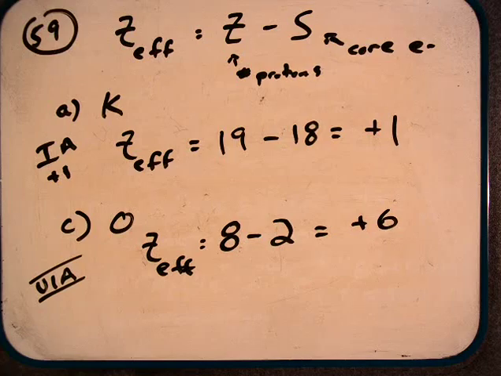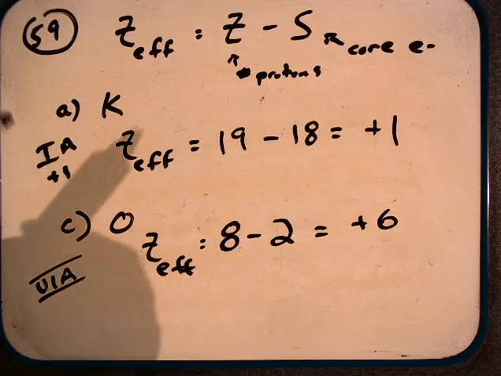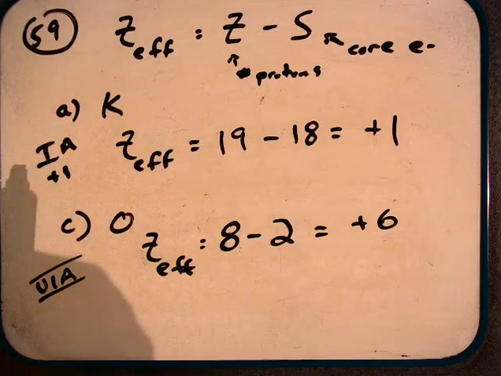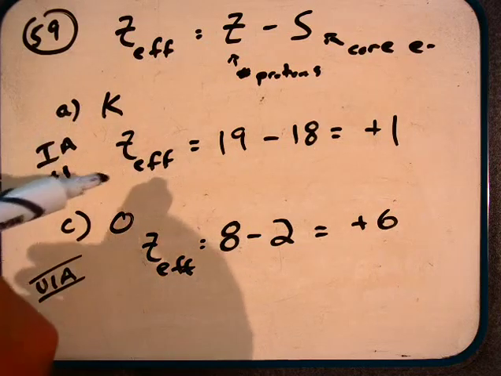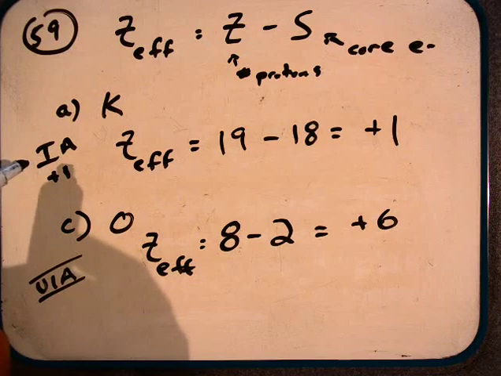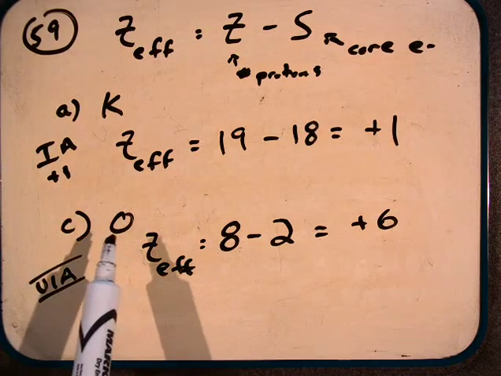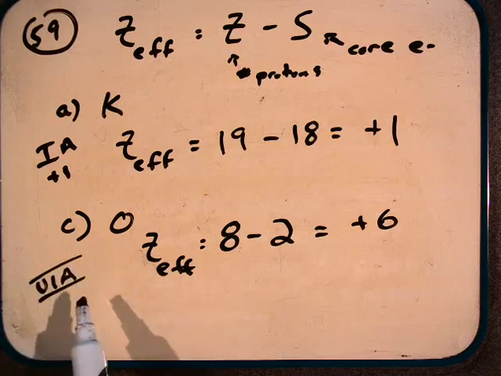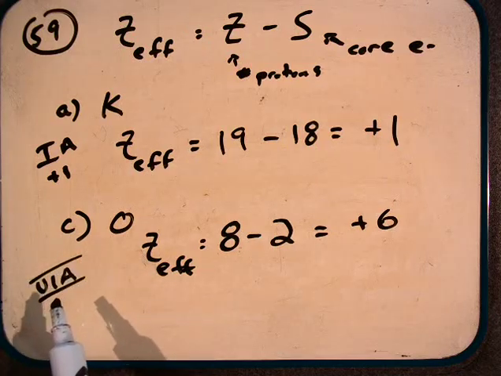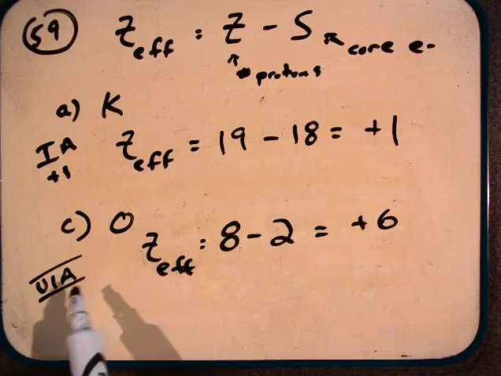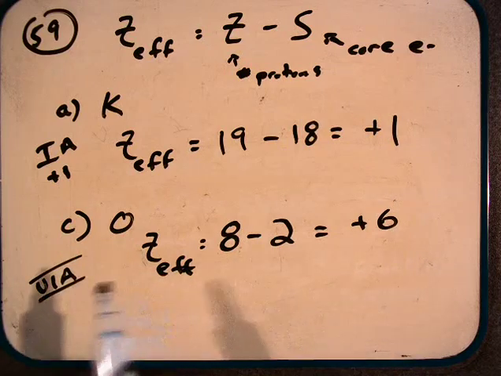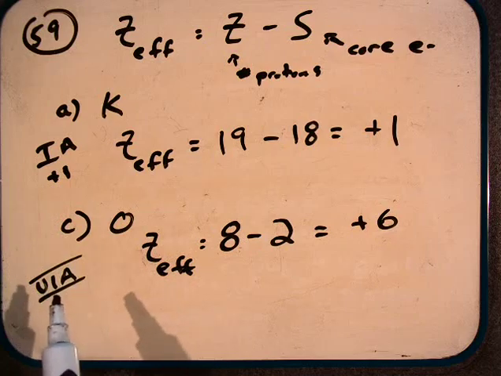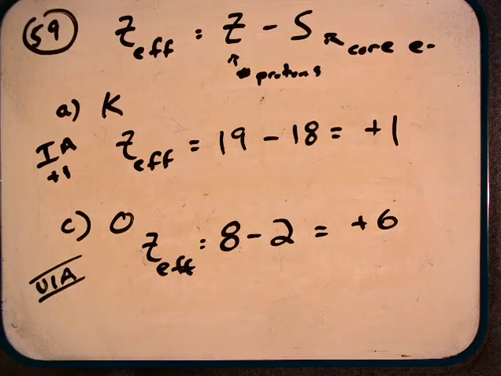So not only is the group number the number of valence electrons, potassium has 1 valence electron, that's why it's in group 1A. It also has a Z effective of +1, that's also why it's part of group 1A. Oxygen has 6 valence electrons, that's why it's part of group 6A. And also its Z effective is +6. Again, why is it in 6A? So these group numbers are really beneficial to keep in mind because they can help us with valence electrons, and now they can also help us with effective nuclear charge. That's number 59.